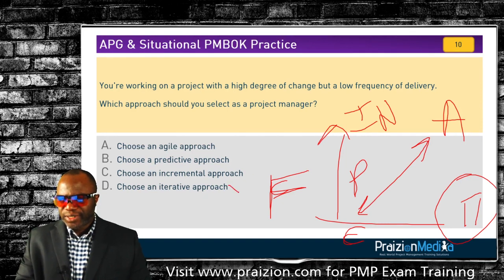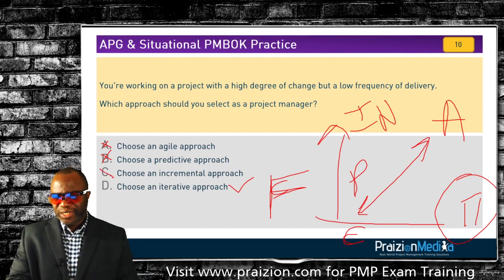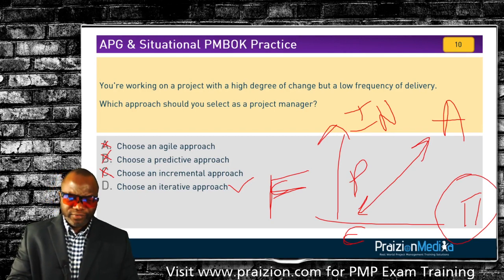Okay, so let's cross out all the others. It's not agile because agile is high frequency of delivery, high degree of change. It's not predictive because predictive is low degree of change, low frequency of delivery. It's not incremental because incremental is high frequency of delivery and a low degree of change. So the only one that is a high degree of change but a low frequency of delivery is iterative. All right, let's move on and take a look at one more.